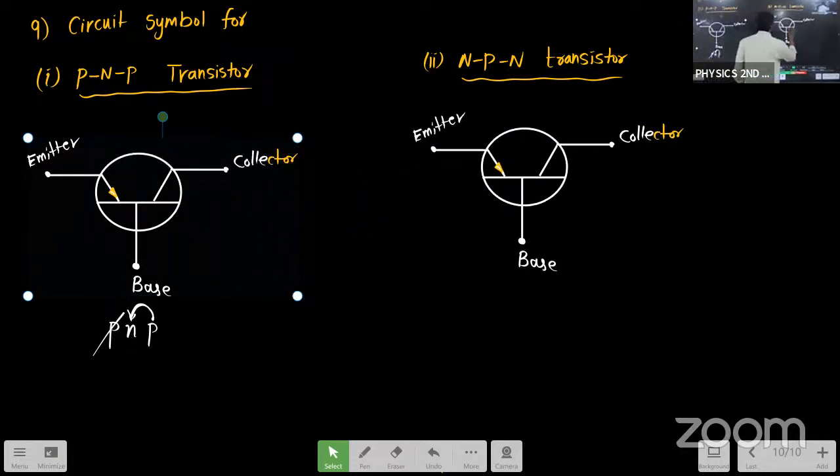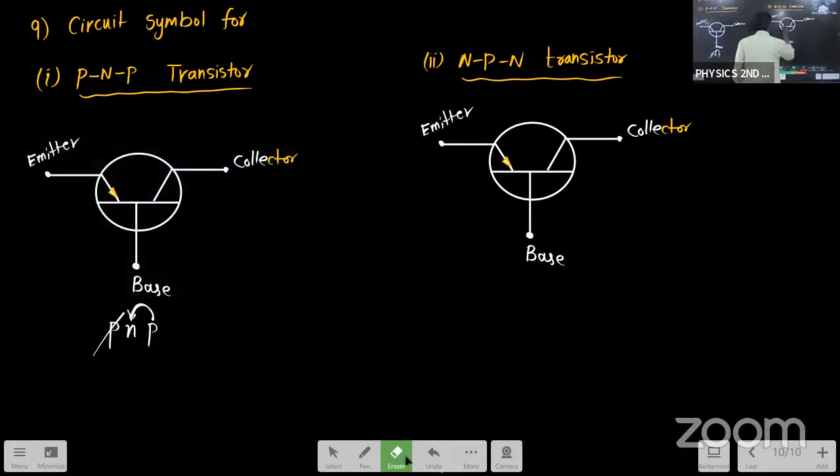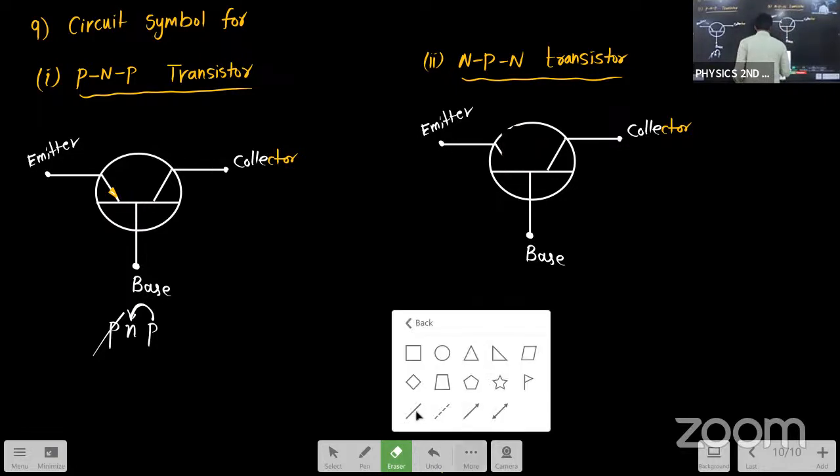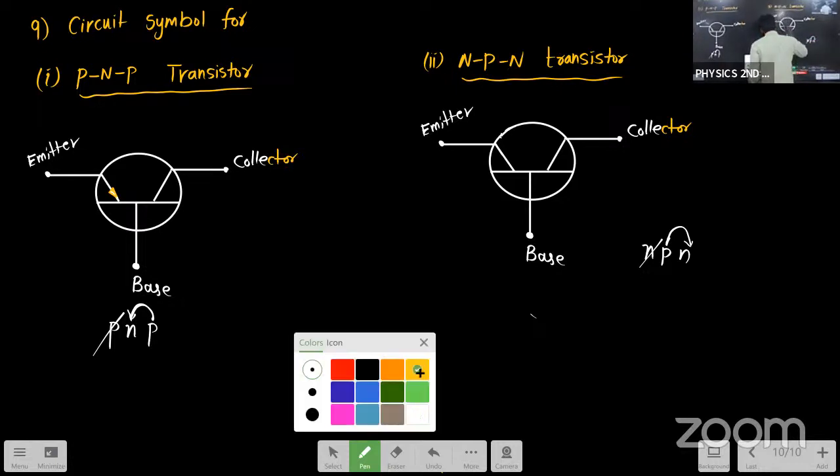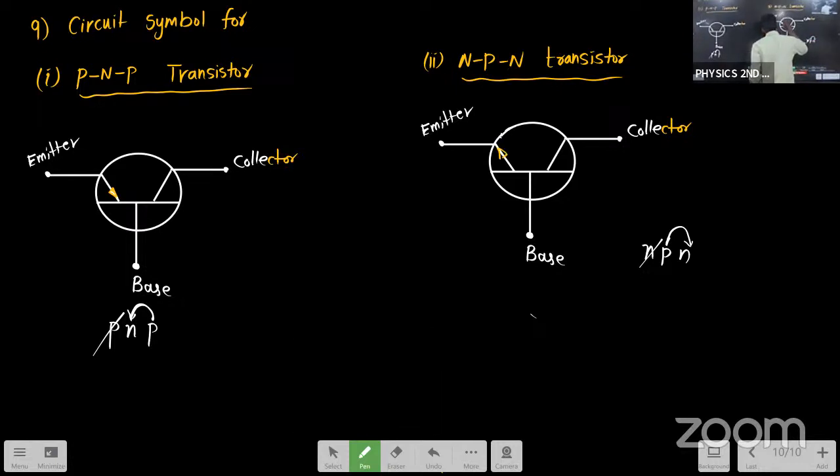Yeah. So let me consider this one. So here, what will be the direction? Let us see. Which type of transistor is it? NPN. Cut the first thing. Now I am going from positive to negative, so it is going from inside to outside. I am going from inside to outside. So here the direction will be something like this.